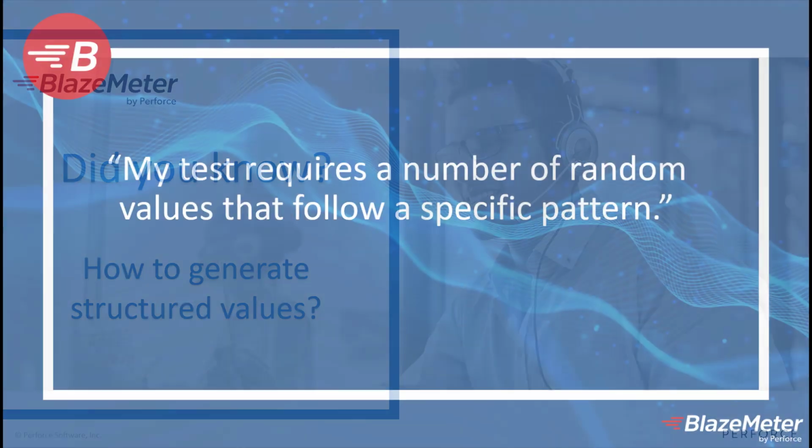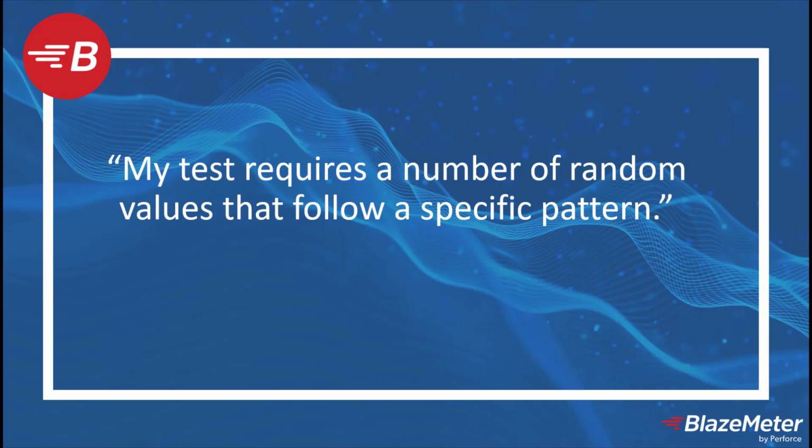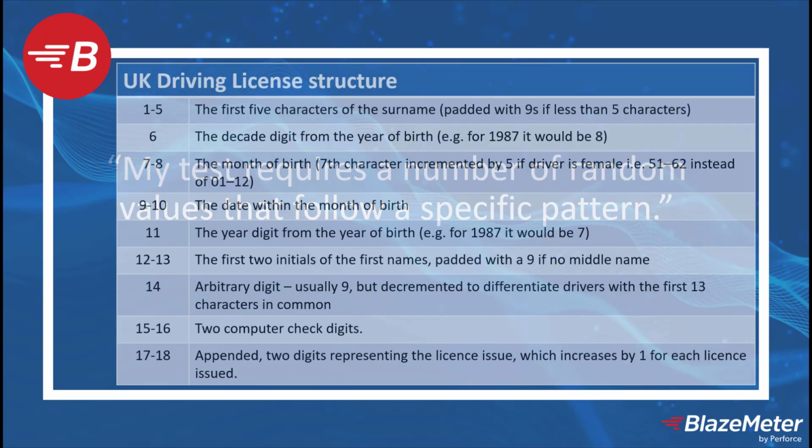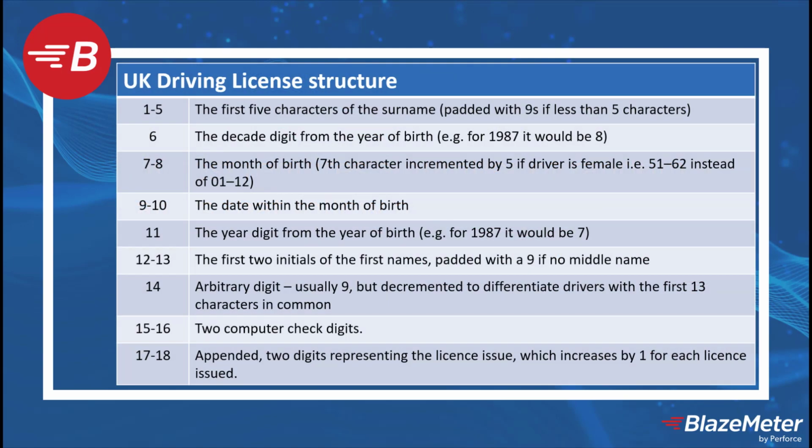So imagine you have a test and you have a requirement to create a random string, but that string must follow a specific pattern. As an example, if we look at something like this, which is the specification for the driving license in the UK. To generate this data, what you need is to have the first name, the last name, and the date of birth of that individual. You then create the string that represents the driving license.